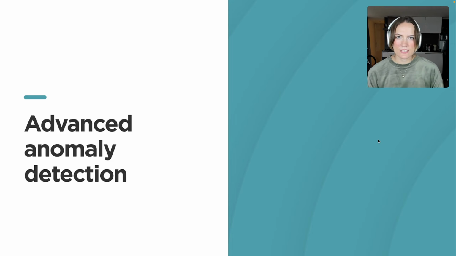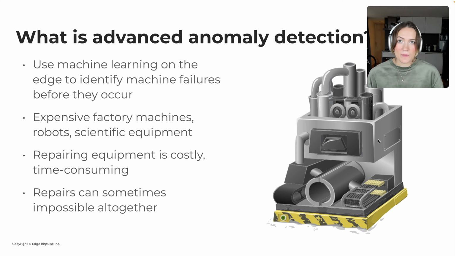So now that we've discussed what Edge Impulse is, what exactly is advanced anomaly detection? Advanced anomaly detection is when we use machine learning on the edge to identify machine failures before they occur. This is really important because when we have expensive factory machines like robots or scientific equipment, these machines are very expensive and very delicate and difficult to repair. And repairs can sometimes be impossible altogether.